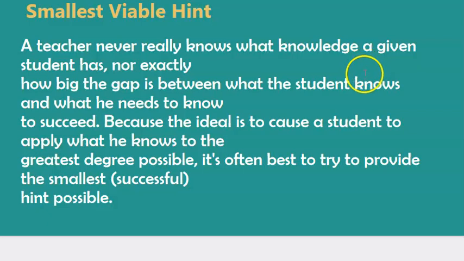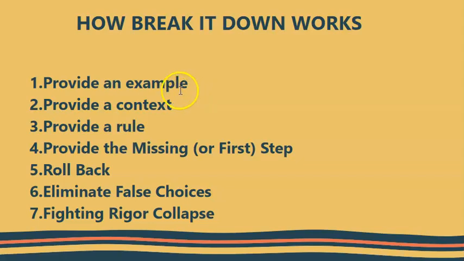So I'm going to show you the steps on how Break It Down works. There are 7 steps in Break It Down. First is provide an example. Give an example of that correct answer. Step 2, provide a context. Explain how it is connected to that answer. Third, provide a rule. Step 4, provide the missing or first step.